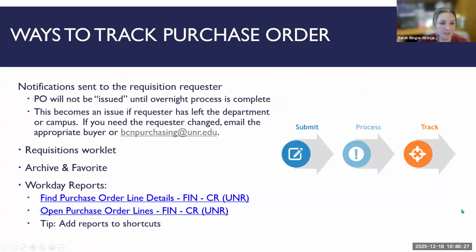All right, so there are some different ways to track your purchase order. The main one, again, was using that Requisitions app because it'll link to the purchase order once that's been processed. But you will receive a notification if you were the original requester once it's been issued. If somebody has left your department or they've left campus entirely and the requester needs to be changed on any purchase orders, please email the buyer that processed the purchase order first, or if you're unsure, you could reach out to our main email. And we can do a mass change on our side to somebody if we need to.